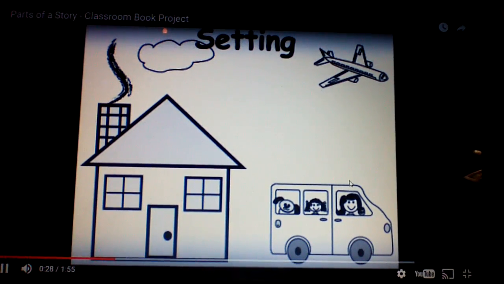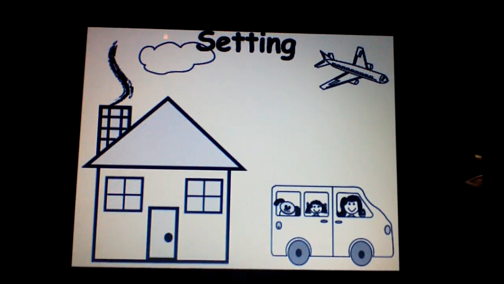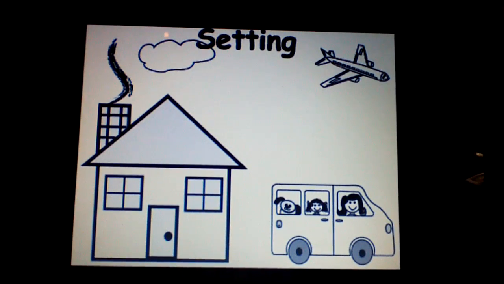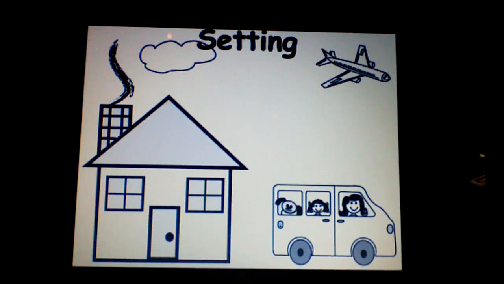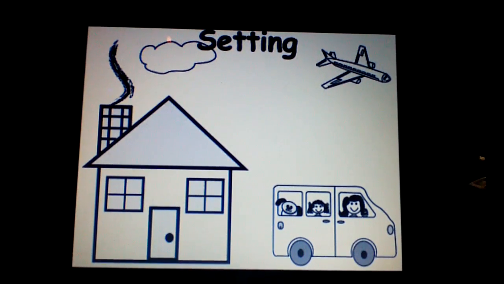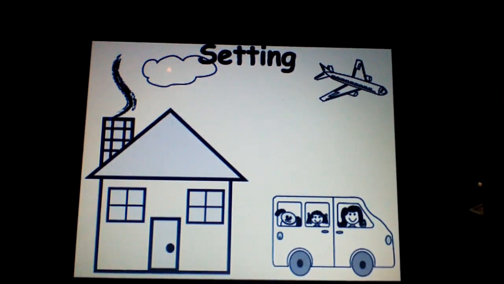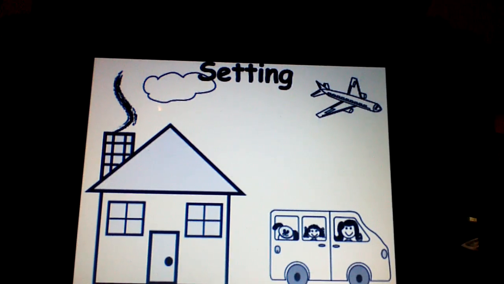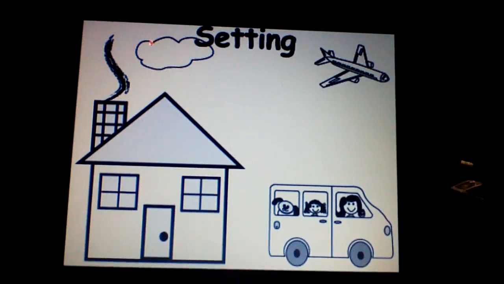The setting is just where they are. Like in their house or in their car.